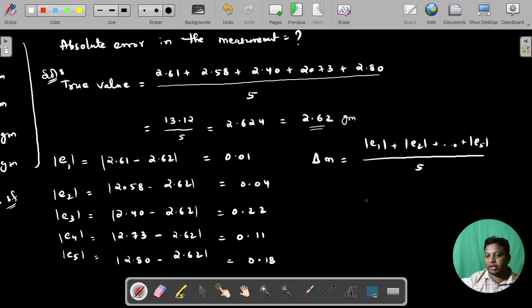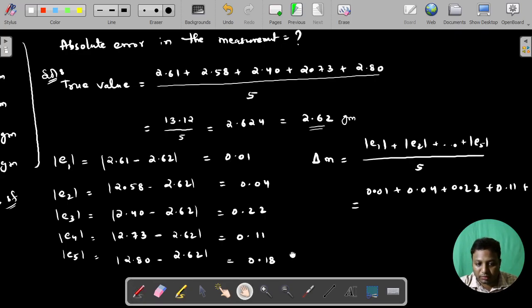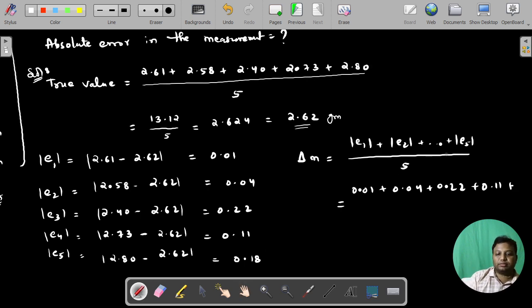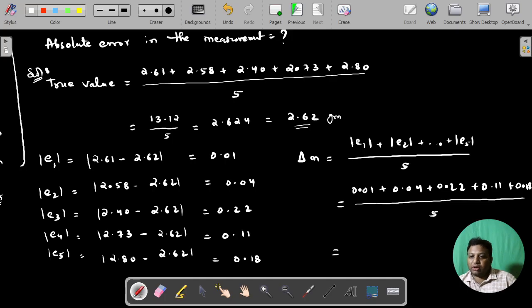Divided by 5. We are taking the average of these 5 quantities. 0.01, 0.04, 0.22, 0.11 and 0.18, divided by 5. Okay, what do we get? 5 plus 22, 27 plus 11, 38 plus 8, 46 plus 10, 56 by 5. 0.56 by 5, which is 0.112 we get.